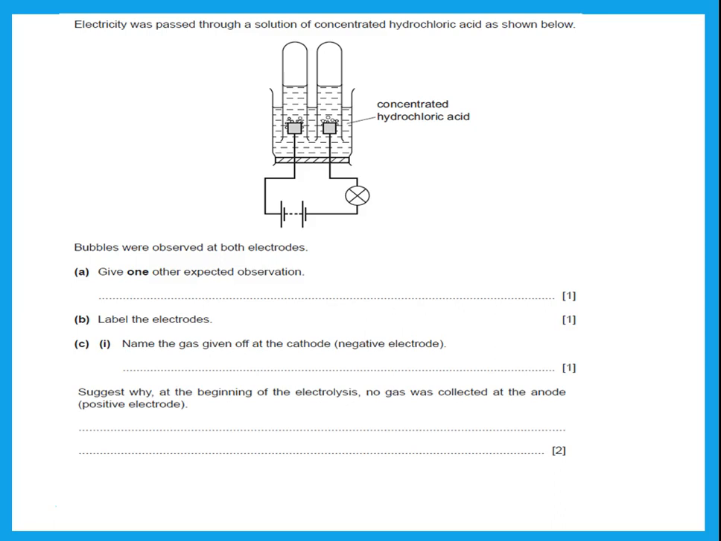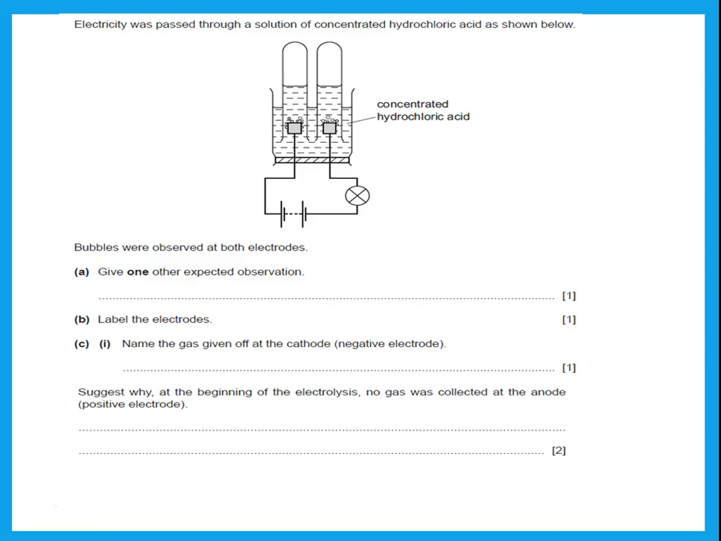The first question that you had was: electricity was passed through a solution of concentrated hydrochloric acid as shown below. Now, the first thing that you think about when you have any question on electrolysis, the first thing you ask yourself, what is he doing? Electrolysis of concentrated hydrochloric acid. So you think, what will happen at the anode, what will happen at the cathode, which ions do we have, and so on. Of course, if I have hydrochloric acid, that means I have H plus and Cl minus, and this is concentrated. And that means at one end I'm going to have hydrogen gas, and at the other end I'm going to have chlorine gas.